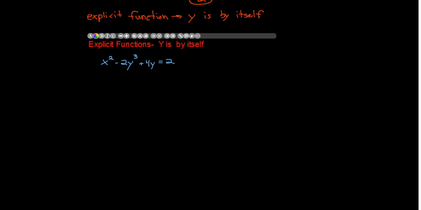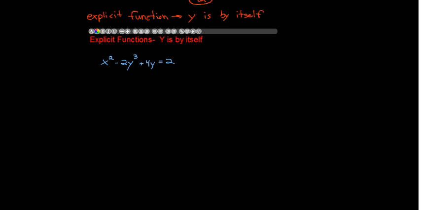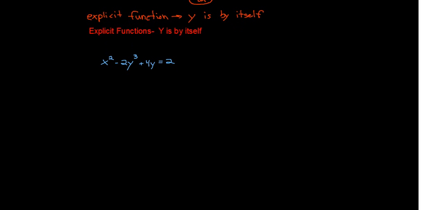An explicit function, y is by itself. But we're not going to do an explicit function. We are going to do an implicit function, as our title said before. So on an implicit function, y is not by itself. Got a little ahead of myself there, I apologize for that. Alright, so an implicit function, y is not by itself.